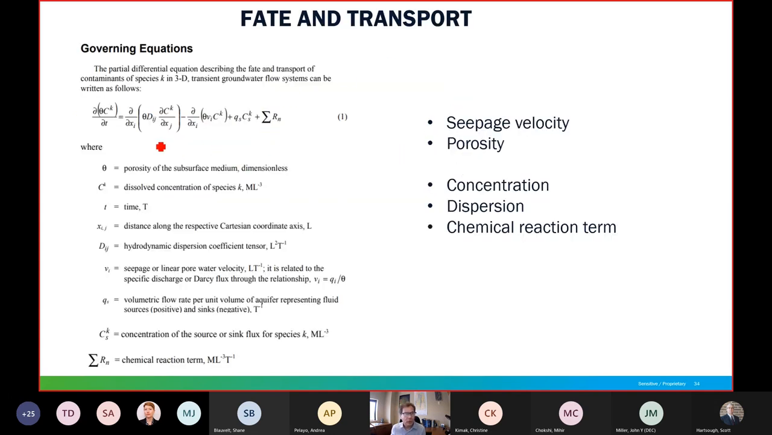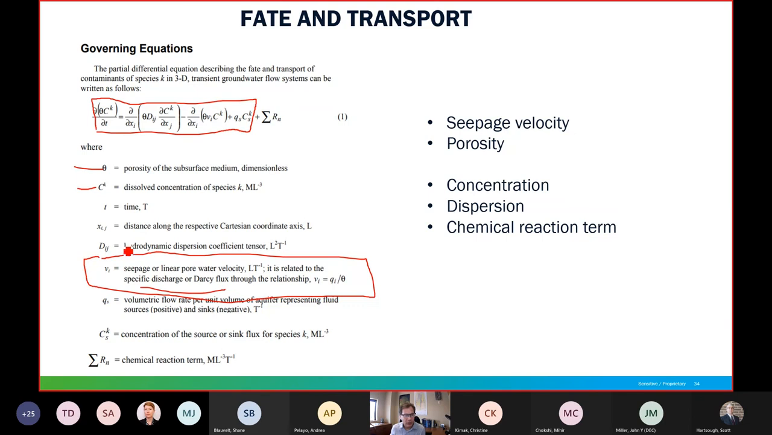Okay, fate and transport. I showed a little bit of the groundwater flow equation, but the fate and transport equation is here. I'm going to really focus in everybody on what's important here. We have porosity, we have concentration. Everybody thinks about our seepage velocity, that's Darcy's law, as it shows here. Hydrodynamic dispersion, all those are typical flow model type of parameters, except for the hydrodynamic dispersion. But you can do most of this with a flow model, is my point.